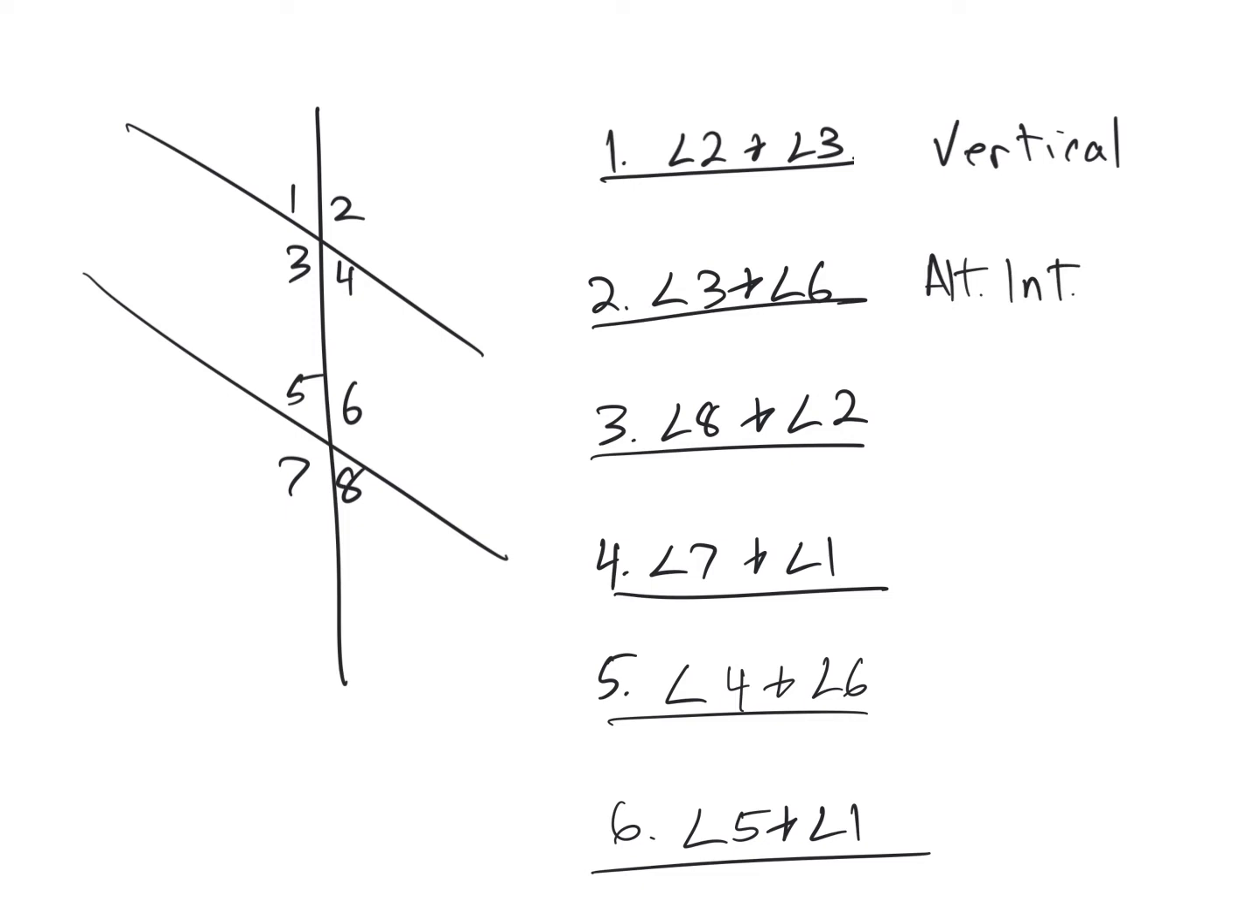Number 3, 8 and 2. Look at your transversal. 8 and 2 are on the same side of the transversal. So now the question is, are they corresponding or are they consecutive? Or is it neither? Okay, so 2 and 8 are consecutive exterior angles.